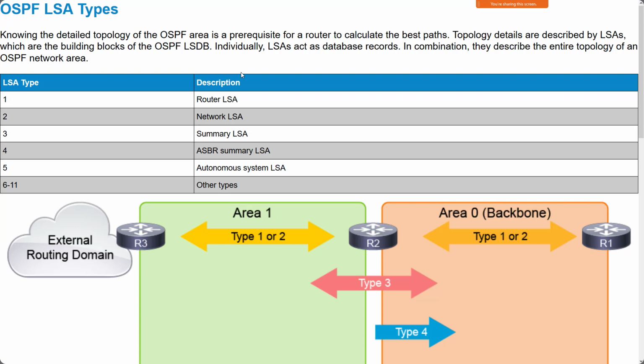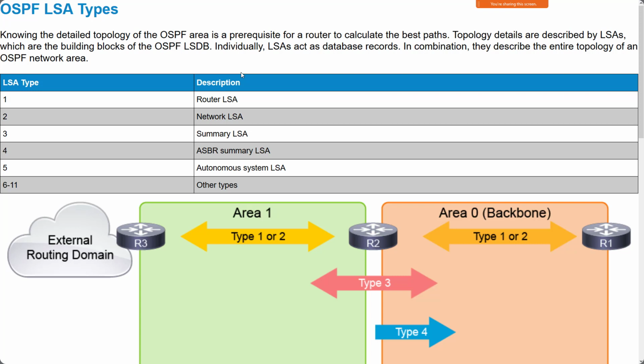Inter-area means the LSA goes from one area to the other. Okay? So what is a type 1 LSA? Type 1 LSAs are generated by all routers in OSPF. Type 1 LSAs describe the links that are attached to the router. Okay. So type 1 LSAs describe the actual links that I own, right? That's why every router in OSPF generates type 1 LSAs, because these are the LSAs that actually describe the links. They're called router LSAs.